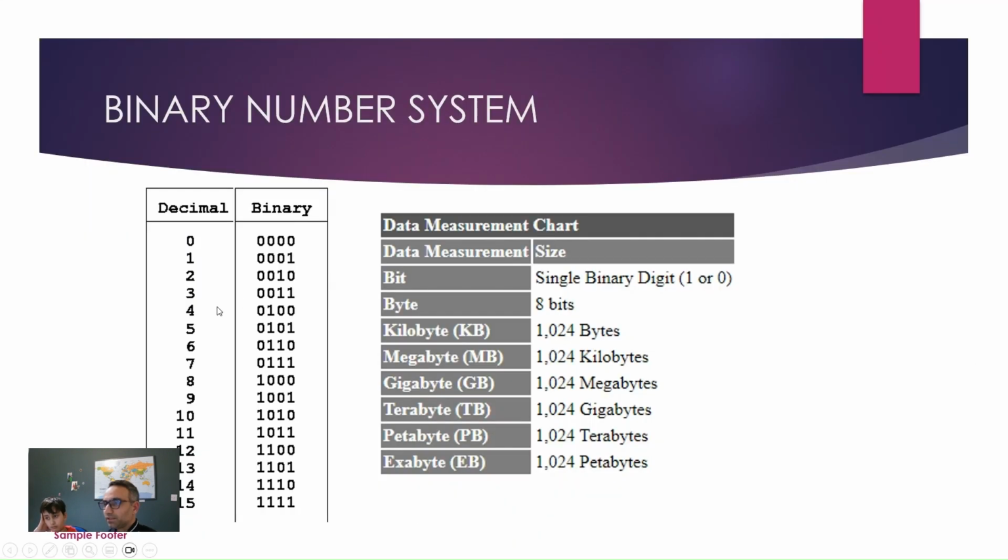So this is how you convert the decimal into binary, and this is what 1 kilobyte is equal to, 1024 bytes. Why? Because it is in base 10.